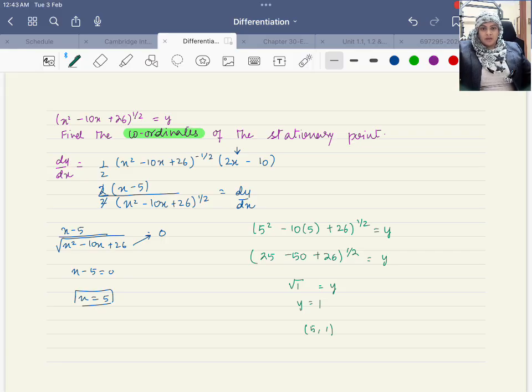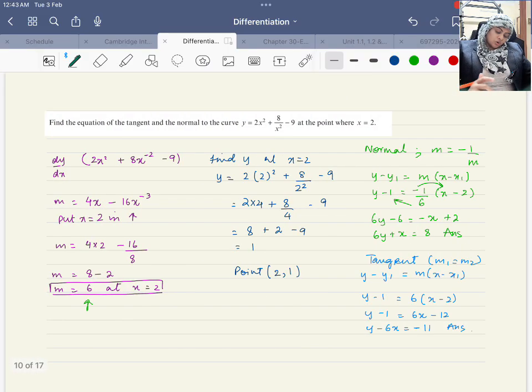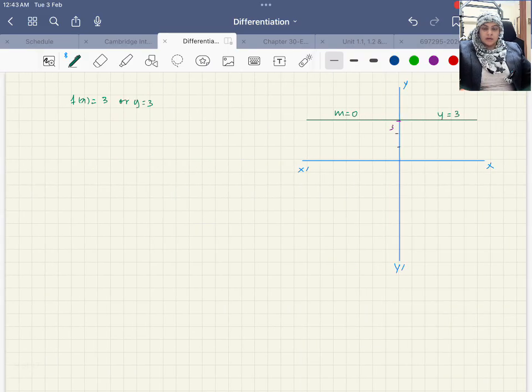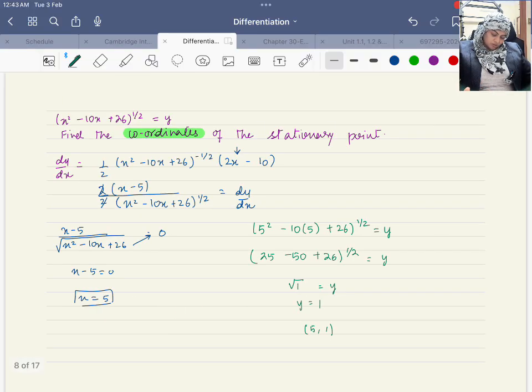1 to the power anything is equal to 1. So we stop right here, and in the next lecture I'm going to start off with gradient of normals and tangents and equations of gradients and normals using differentiation.